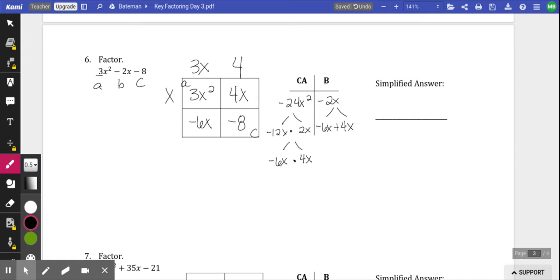In order to make a 4x in this box, I would multiply my x times 4, and then finally to make my negative 6x in the bottom left-hand corner, I would multiply that by negative 2. And then I can check to make sure that 4 times negative 2 does in fact equal negative 8. Those give me the factors of 3x plus 4 and x minus 2.